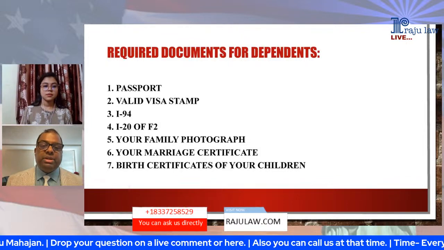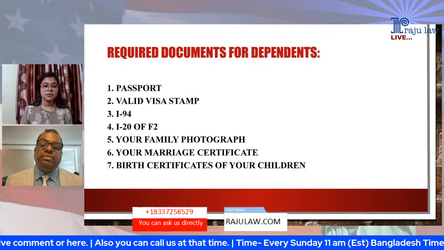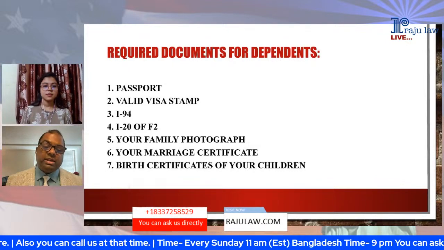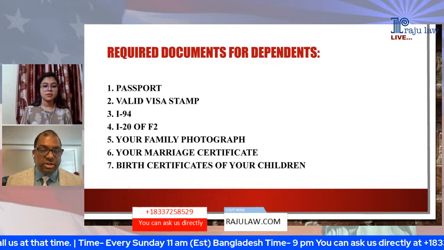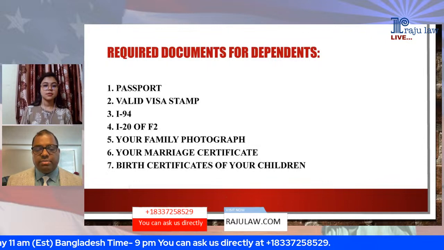So they also need to submit their passport, valid visa stamp, I-94, I-20 for F2, your family photograph, your marriage certificate, birth certificate of your children. So there's a lot of information just to prove that you're a family member. You're not just a random person.